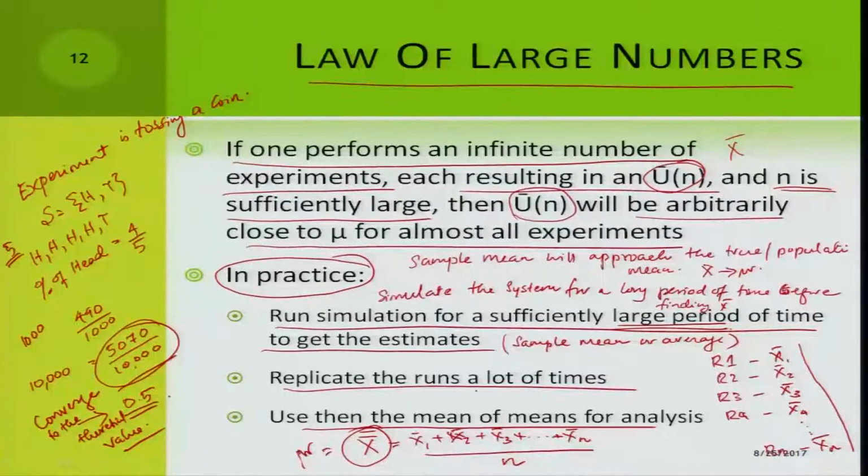Okay. So, the law of large numbers implemented into the system is that the first step is you run the simulation for a sufficiently large period of time, so that n is sufficiently large. Then using that you find the estimate, you get your x1 bar, x2 bar, x3 bar. To do that you keep n large and replicate the whole experiment, and then use these averages to calculate x bar bar, the mean of means, then use that mean to do the estimates.